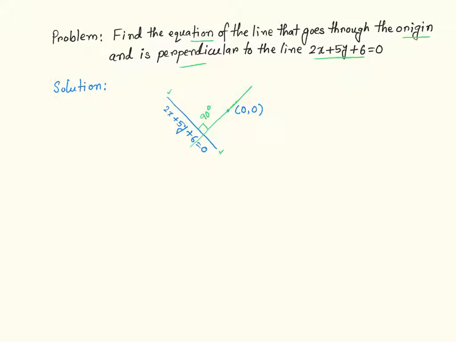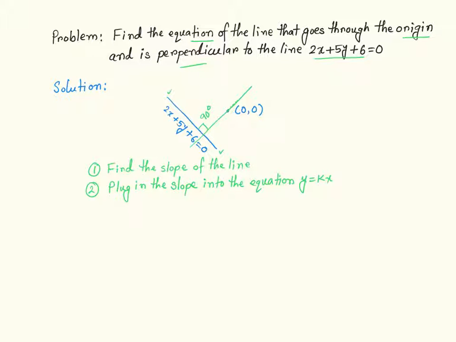Now, we need to solve the problem. To solve the problem, we are going to take two steps. Step number 1, we are going to find the slope of the desired line, and then we take that slope and plug it into the equation y is equal to kx. Remember, the equation y is equal to kx tells you the equation of a line that goes through the origin, which means the y-intercept is 0.